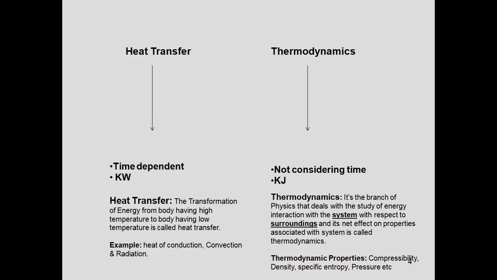And thermodynamics, the simple definition is a branch of physics, or we can say a branch of science as well, that deals with the study of energy interactions of the system with respect to surroundings, its net effects and properties associated with the system. So I have already defined the system. What is the system? So I can say there are three major types of system.